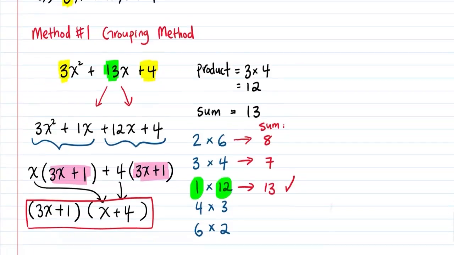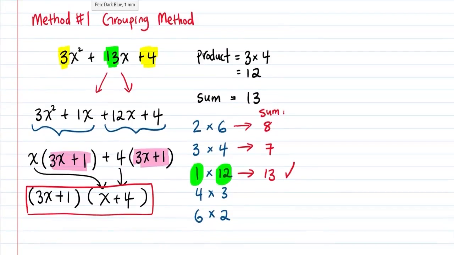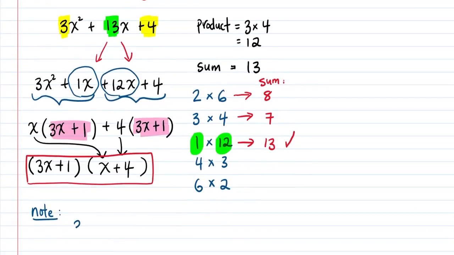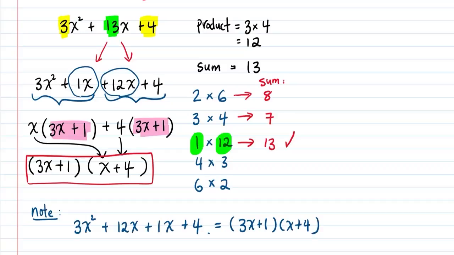Okay. A few notes that I want to mention. Note number 1: when you're splitting the middle term 13x, the order of writing these two terms, 1x and 12x, you can actually switch. You can write it as 3x squared plus 12x plus 1x plus 4, and you still get the same answer, 3x plus 1 and x plus 4. So here, the order does not matter.